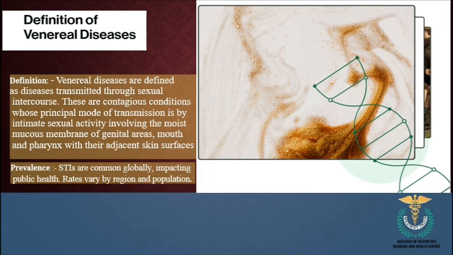STIs are considered a common, globally impacting public health issue. Rates vary by region and population. More than 25 million sexually transmitted infections occur each year in the United States. Around the world, an estimated 374 million sexually transmitted infections can occur. According to the CDC, there are approximately 2.5 million cases of chlamydia, gonorrhea, and syphilis in the US. In 2021, about half of the cases occurred in people aged between 15 and 24.